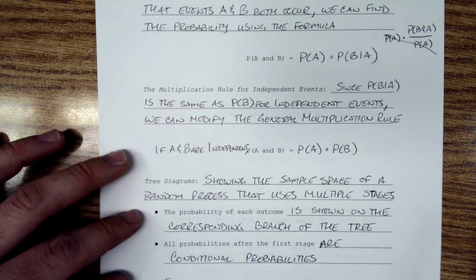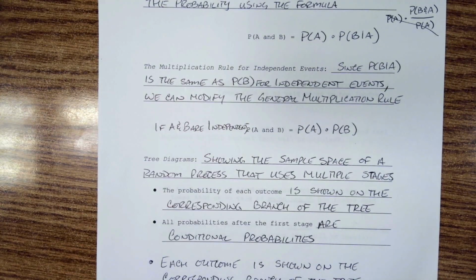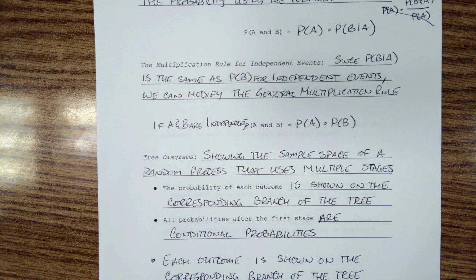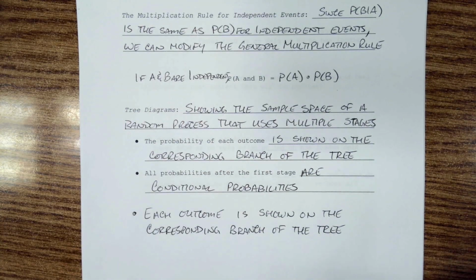We can also use tree diagrams, branching diagrams, to show the sample space of a random process that will use multiple stages. So if something happens and then a second thing happens and then a third thing happens and there are different probabilities all the way down, we can use tree diagrams to figure that out. The probability of each outcome needs to be shown on the corresponding branch of the tree. All probabilities after the first one are conditional, and then every outcome is shown on the corresponding branch.